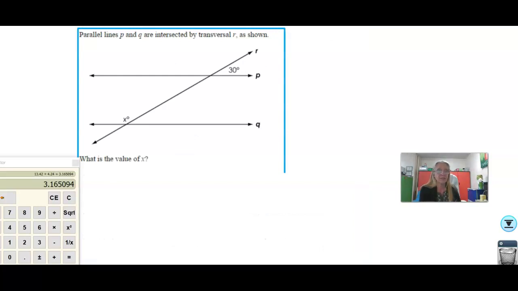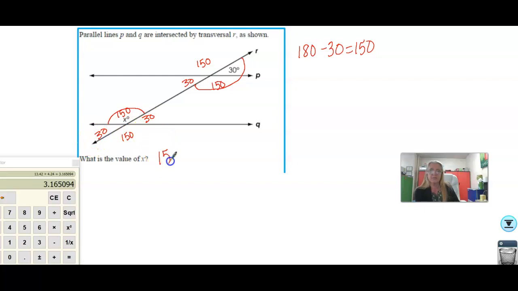Parallels cut by a transversal. We love these. What is the value of x? Well, you know in a system like this, there are only 2 angle measures. There is the acute one and there's the obtuse one. So what is the other measure that we're missing here? We know that these two have to add up to 180 degrees, so it's 180 degrees minus 30. That's 150. So all of the obtuse angles in this system are 150s, and all of the acute ones are 30s. They want the measure of angle x. Angle x is an obtuse one, so the measure of angle x is 150. Parallels cut by a transversal.